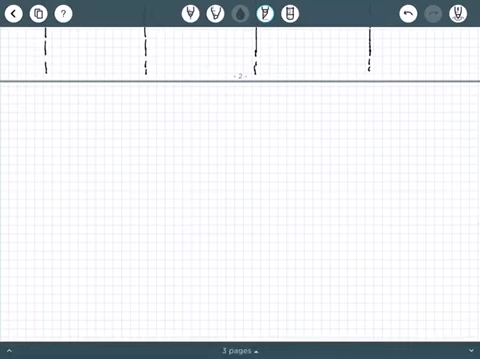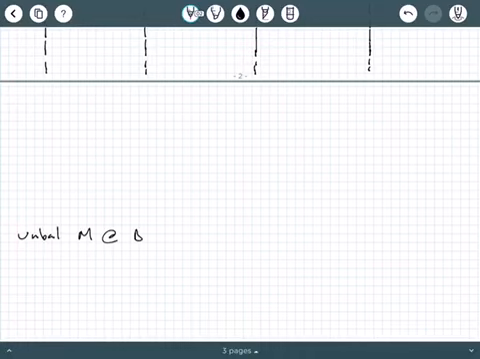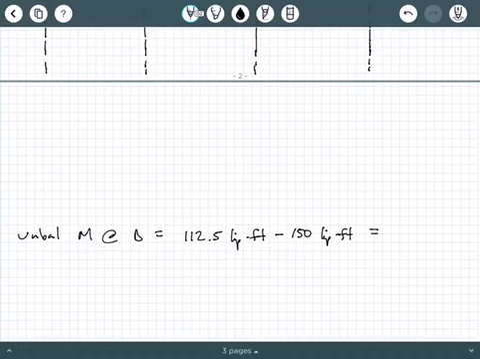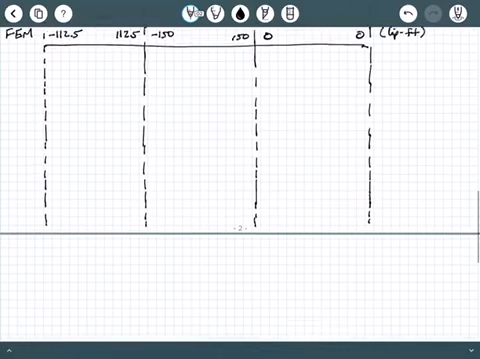So I'm going to roll down here just a little bit. This may be a good idea to get an extra sheet of paper and do your scratch calculations on balancing things on a separate sheet of paper, okay? So I'm going to come down a little bit, unbalanced moment at B, and that is equal to 112.5 kip feet, okay? Is that it? No, it's 112.5 kip feet minus 150 kip feet. And so the unbalanced moment is actually negative 37.5 kip feet.